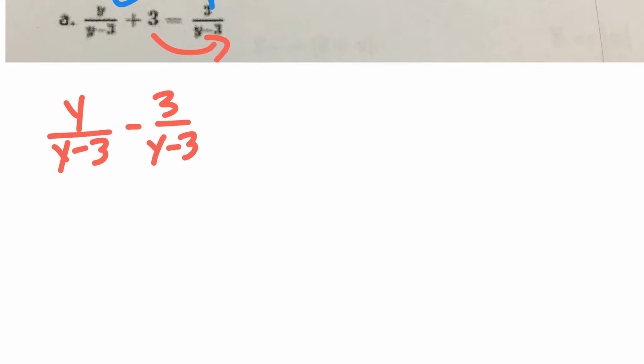Because they already have a common denominator of y minus 3, I'm going to get those fractions to the same side because it'll be easy to combine them. The thing that does not have a fraction, we'll move it to the right. So I'm going to move this to the left side, and I'm going to move the 3 to the right side. So that's going to be y over y minus 3 minus 3 over y minus 3 equals negative 3.